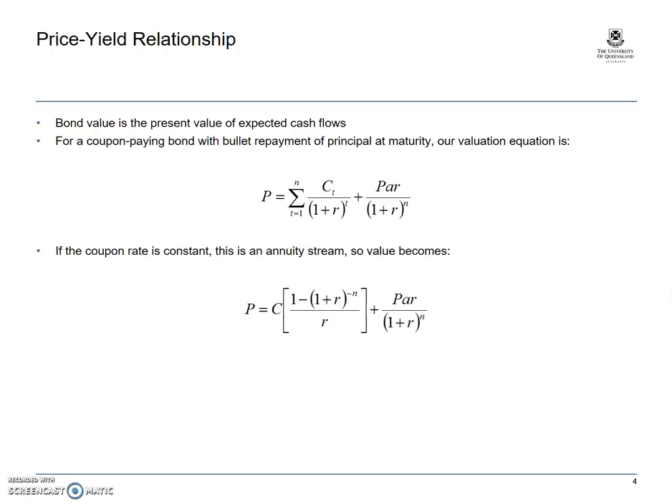Now note, usually the coupons are paid at a regular period, and so usually we can simplify the present value formula to an annuity, a present value annuity of the coupons, plus the present value of the principal or par value.